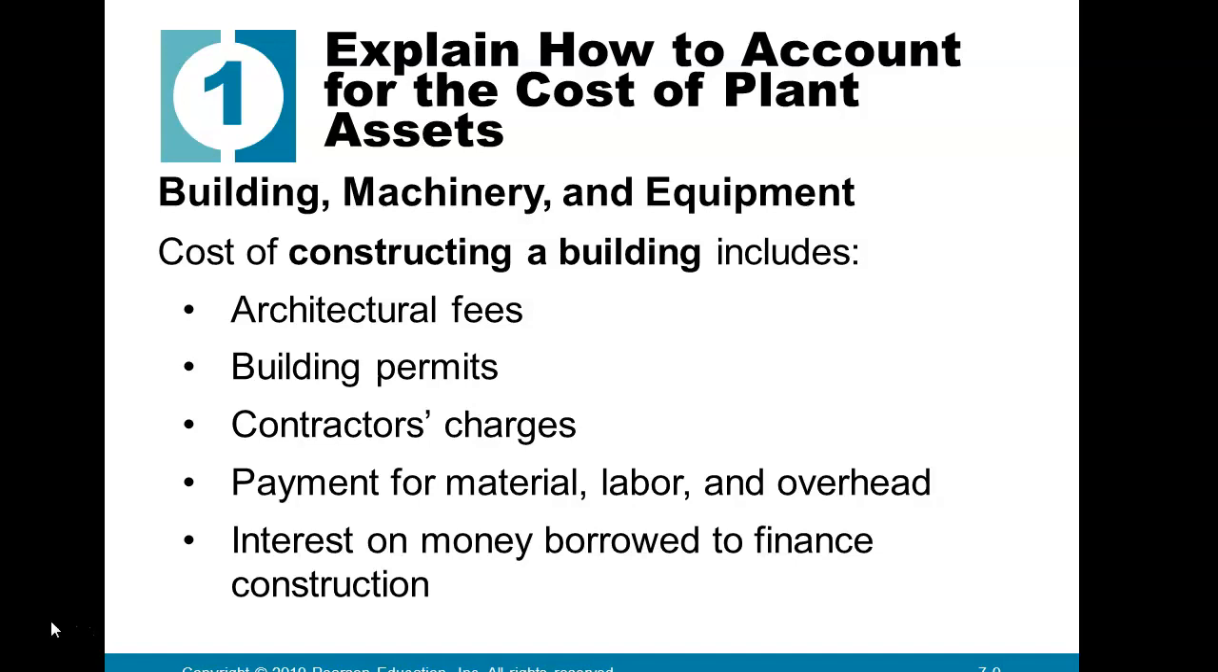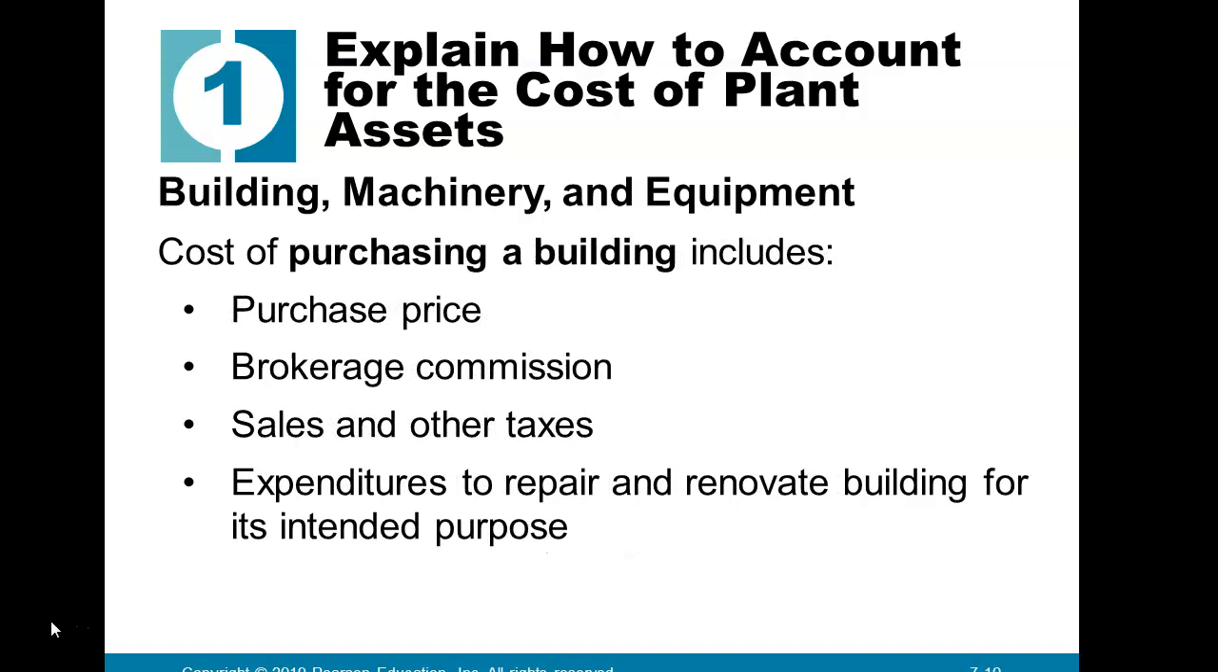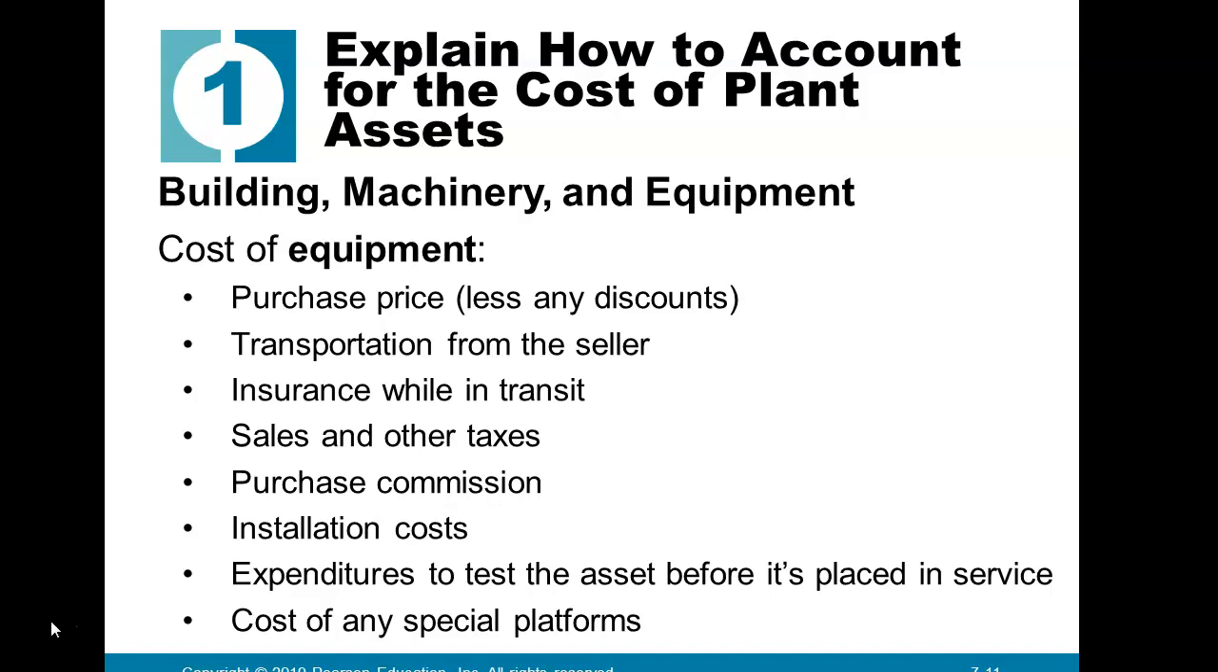Well, we're going to construct a building. We're going to have to deal with the permits, contractors' fees, material, labor, and overhead. If you borrow money, you're going to have to take into consideration the interest on that, and annual architectural fees. Again, these are just many examples, not all inclusive, but it gives you an idea that the cost of a building is not all that you need to consider when you record that asset on your books. That's essentially what we're trying to do here.